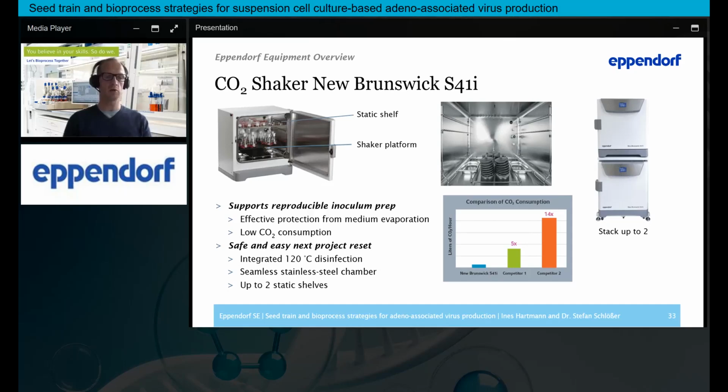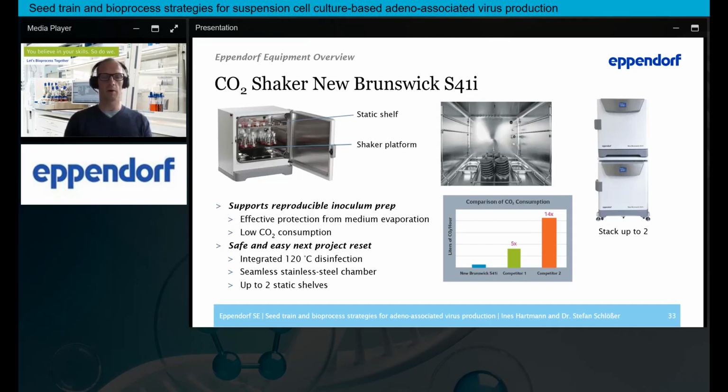The next product I would like to highlight, and Ines already talked about this, is our CO2 shaker, New Brunswick S41i, which comes with a static shelf for adherent cell cultivation. And underneath you find a shaker platform. So this is our smaller module, which is stackable up to 2-fold. And this really supports reproducible inoculum preparation because it offers you effective protection from medium evaporation due to the water trace inside. Comes with a very low CO2 consumption, which you can see in this little graph here in the middle. And more importantly, when it comes to contamination prevention, as Ines mentioned before already, is a safe and easy reset in between your projects, in between your batches.